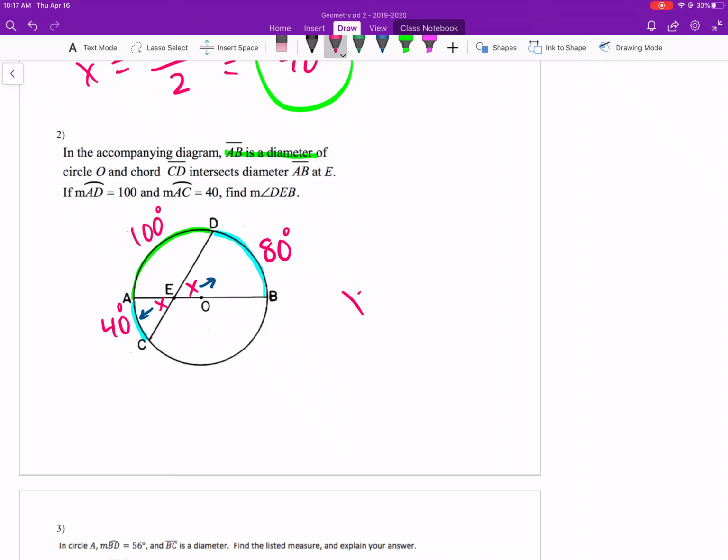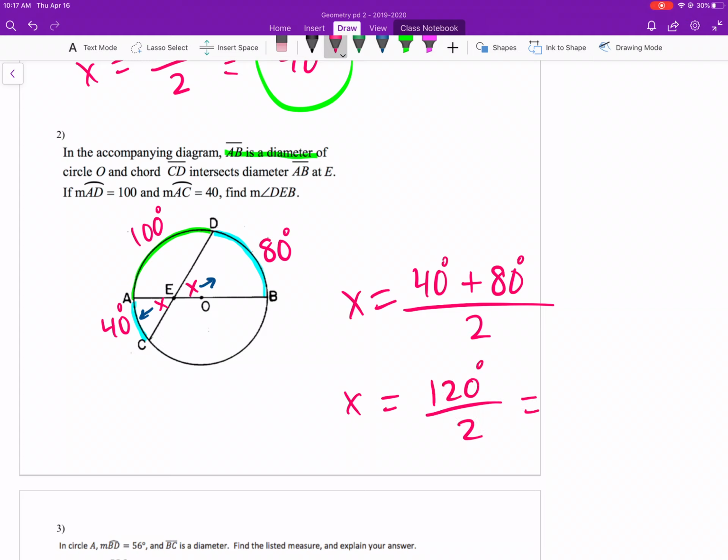Alright, so to find x, an angle formed by intersecting chords, add those 2 intercepted arcs, the 40 on one side, the 80 on the other side, and divide that by 2. So this would be 120 divided by 2, which is equal to 60 degrees.